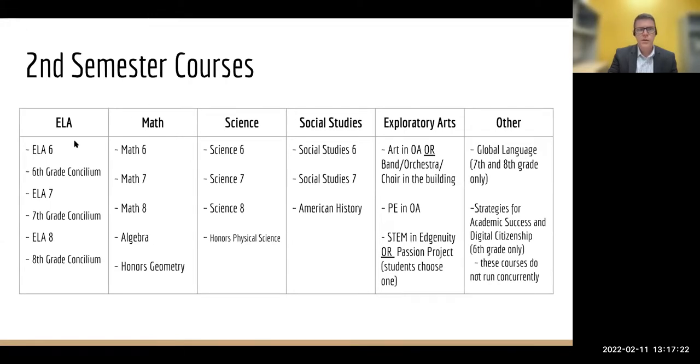Okay, so second semester courses, when you look, this is kind of a list of the courses that we have within our middle school online academy. And you can see that gives you both the middle school, and some of those are high school credit courses, like when you look at algebra and honors geometry, honors physical science. So you can see all those things that are happening. And then from an exploratory arts perspective, you'll see the options that we have here: art in online academy, or you could do band, orchestra, or choir in the building, PE in the online academy, STEM and Edgenuity, or a passion project. So we'll talk a little bit about that here in a moment.